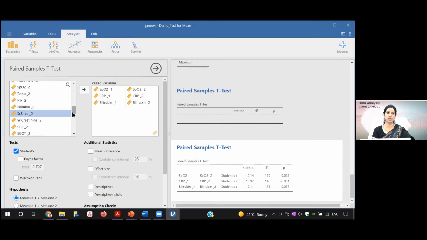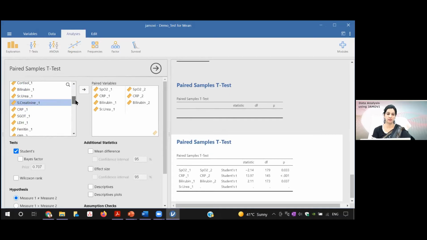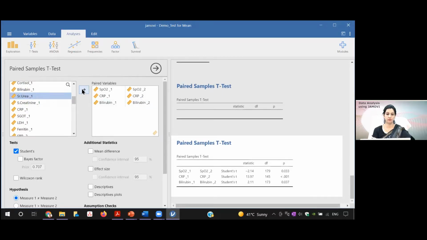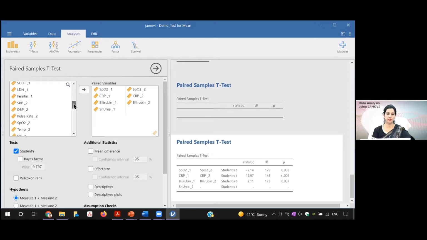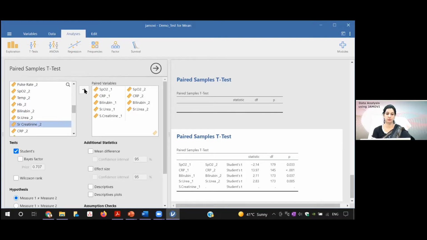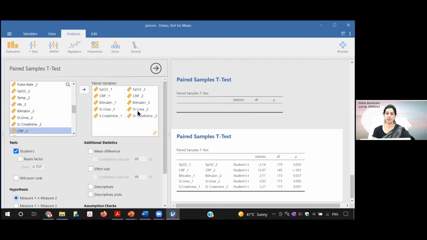Then the third is urea and fourth is creatinine. So if I focus on urea, you will see this is the urea. And this is the, let me see if I shift creatinine. So creatinine will come here. So again, I have to move it back because I thought maybe it will go to 1, but no. So urea, that paired value you have to shift. And this is urea 2. Again, come up creatinine 1 and creatinine 2. So now all pairs have been entered.